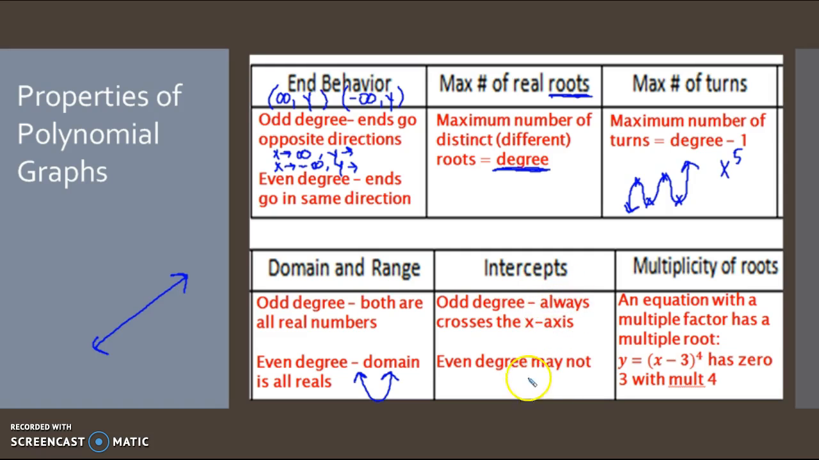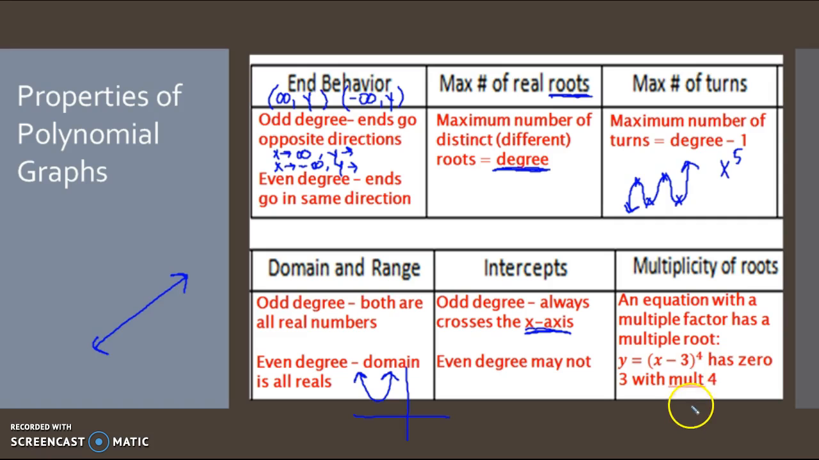All right, your intercepts. Okay, an odd degree always crosses the x-axis, and an even degree may not. Right, so odd degree, again, we talked about how your domain and your range are all real numbers. So that means it goes up forever, it goes down forever. So at some point, it's got to cross the x-axis. Even degree, like that quadratic, may not ever touch the x-axis, depending on where it is, because it doesn't go down and up forever.